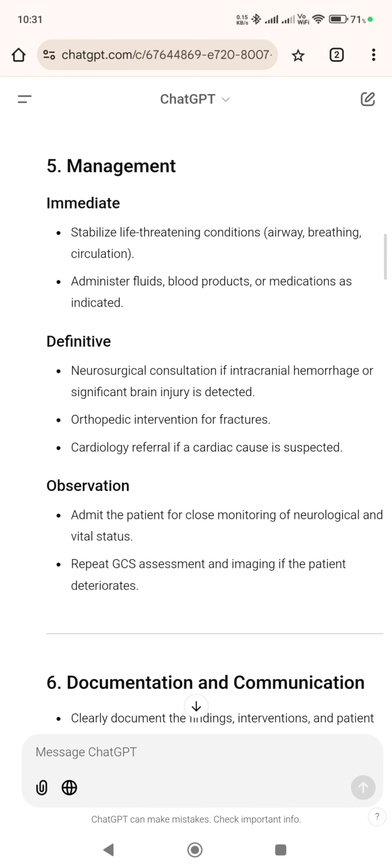Number 5. Management. Immediate: stabilize life-threatening conditions, airway, breathing, circulation. Administer fluids, blood products, or medications as indicated.